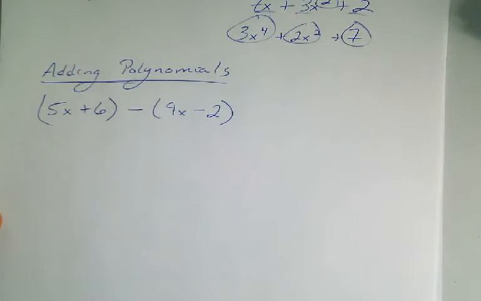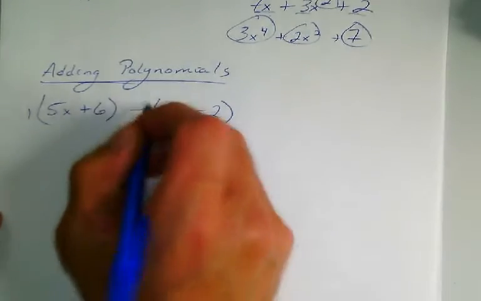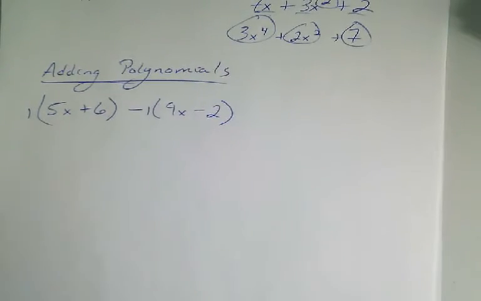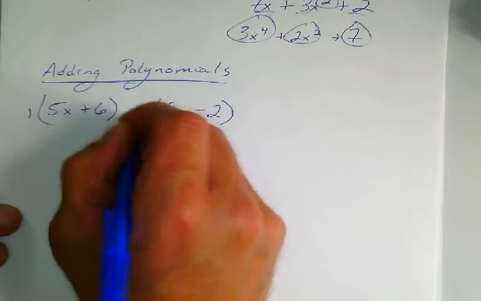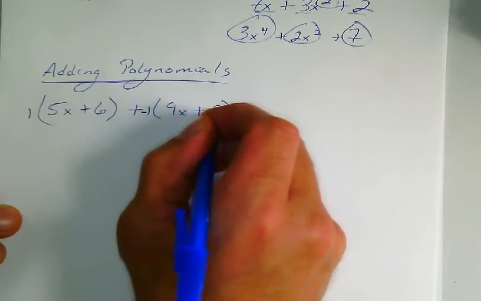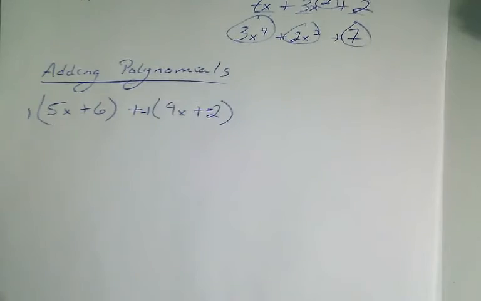Remember, if you don't see anything in front of a parentheses, there's a 1. This is like a minus 1. Now, also remember, I don't like subtraction. I like to call it adding the opposite. So I'm going to change this to a plus negative 1, and this to a plus negative 2. You will do that a lot next year. It helps with the commutative property and combining like terms.